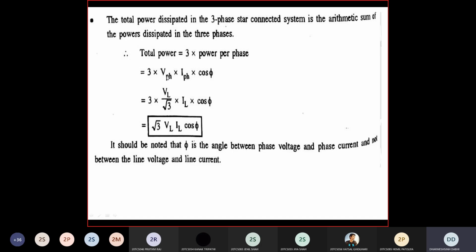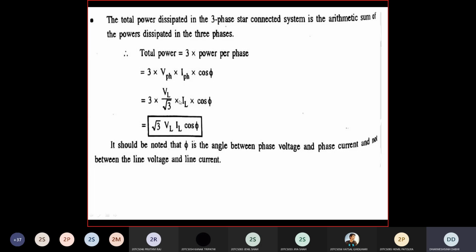Clear? But if you want to present this power in terms of line to line voltage and current, we know the relation of phase voltage and line voltage in star connected system. So VL is equal to what? Root 3 into VPH. So VPH is VL divided by root 3. So here it is replaced. And we know that phase current and line current are the same. So IPH is equal to IL as it is.